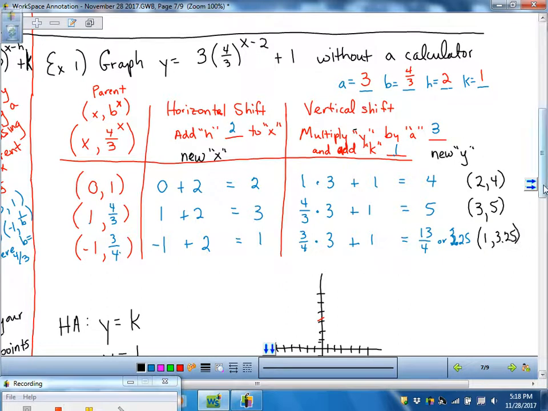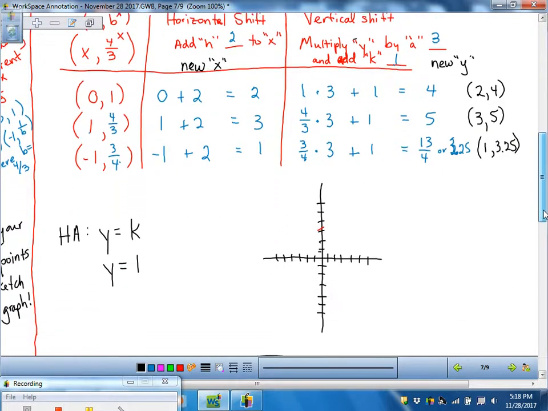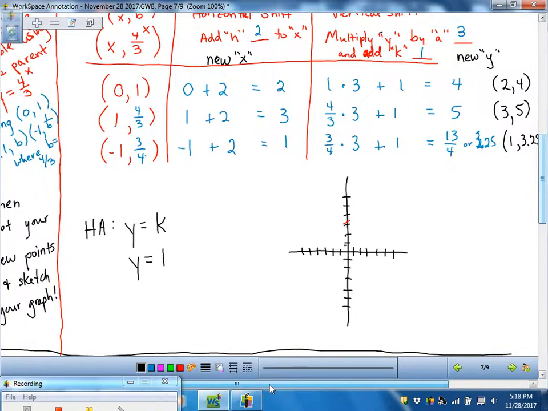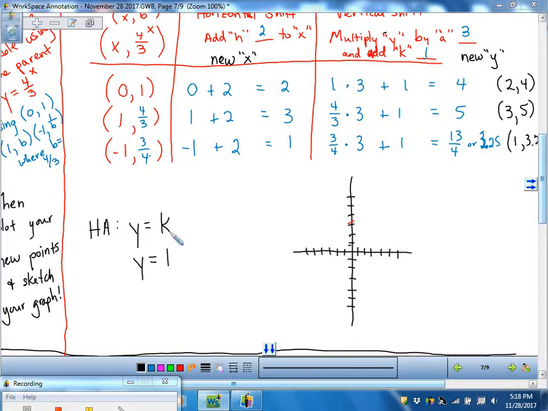Now using those points along with our horizontal asymptote, our horizontal asymptote is always going to be located at y equals k. Our k was 1, so we're going to have a horizontal asymptote at y equals 1. By using those 3 points and our horizontal asymptote, we should be able to get a pretty close sketch of what this graph will look like.